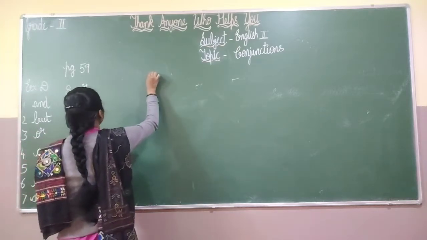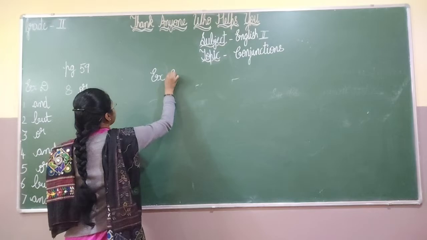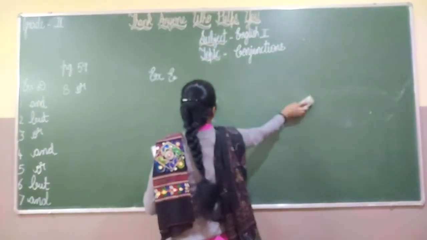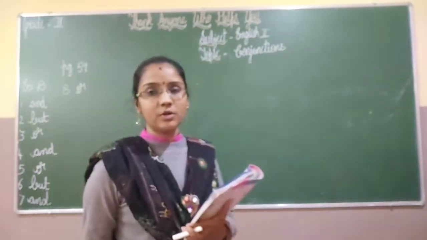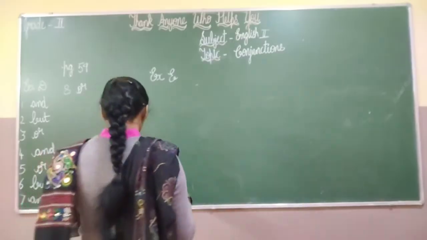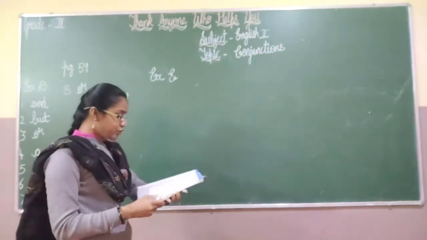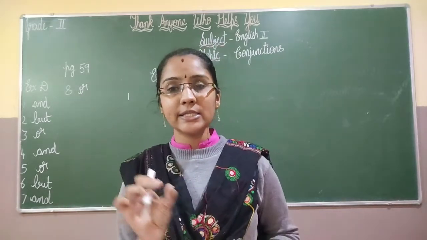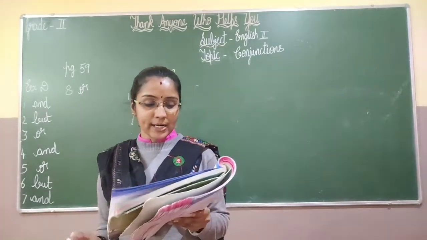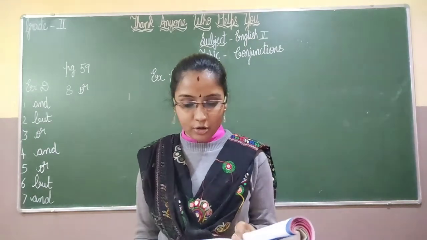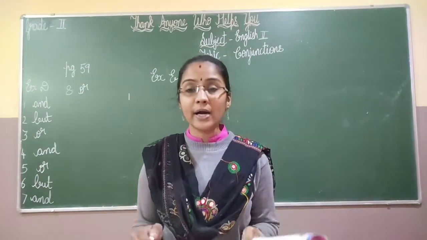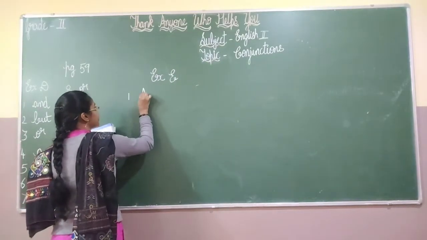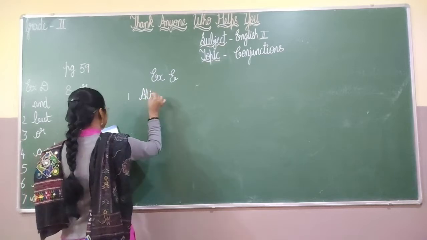Okay, now come to exercise E. Come to exercise E. First one, join each pair of sentences using "and" or "but". So we are going to complete this sentence by using "and" or "but". Ali fell down, he did not cry. Ali fell down, but he did not cry. So write the first answer. A-L-I, write neatly.